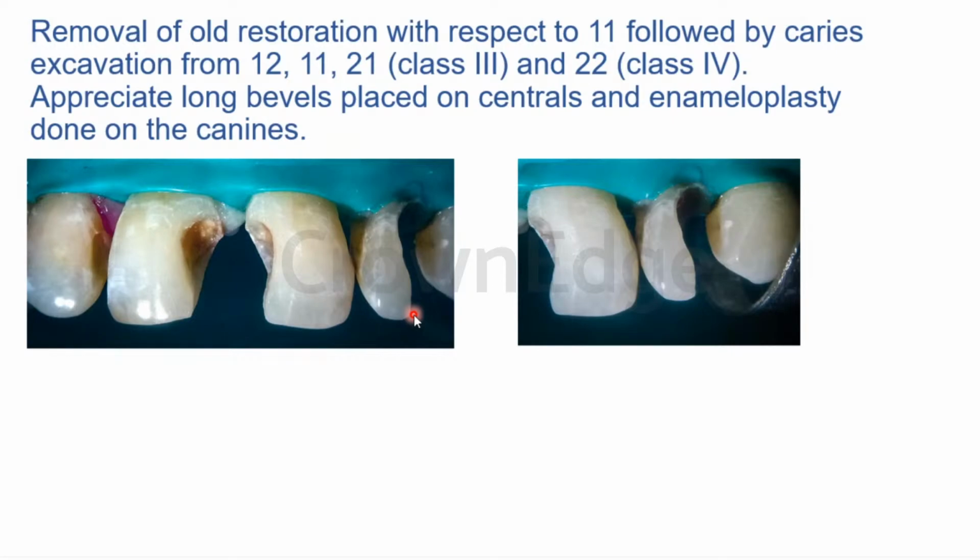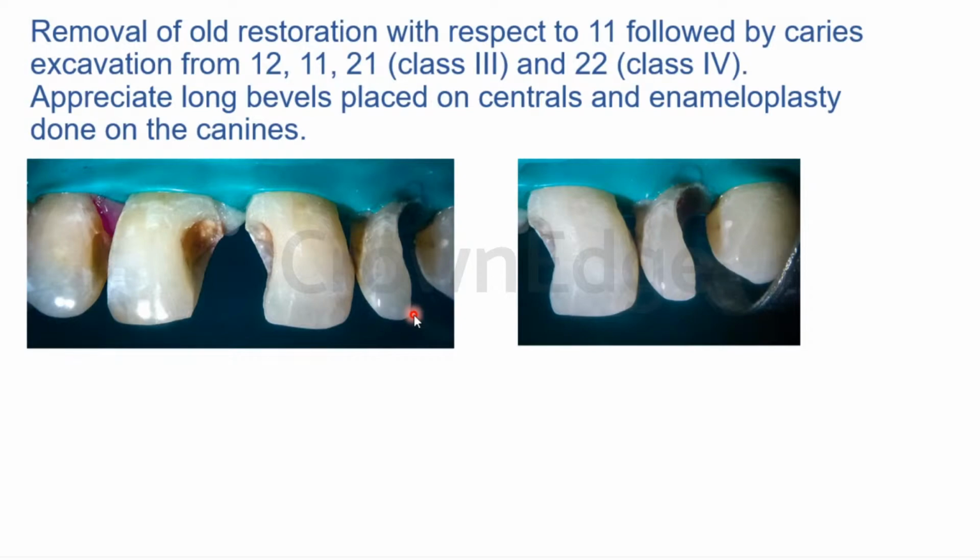So after application of the bonding agent, we go ahead and cure that bonding agent for approximately 20 seconds, right? 20 to 30 seconds. Do not overcure, otherwise your pulp may get irritated, and do not undercure because then your resin wouldn't have been set completely. That is, your bonding agent wouldn't be set completely and it would still be moist, right?